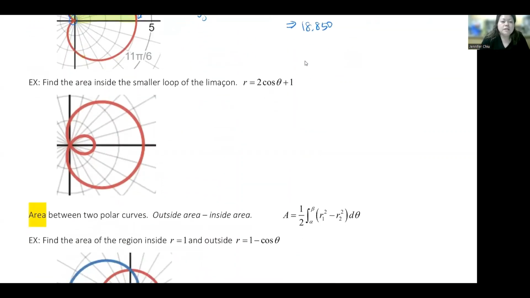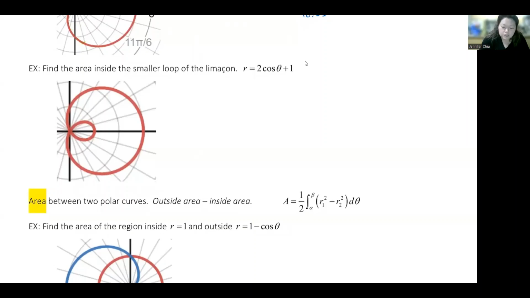Moving on, find the area inside the smaller loop of the limaçon, this equation here. So I really just want this smaller loop here. Again, keep in mind how we graph polar coordinates: we graph when theta equals 0, pi over 3, pi over 4, pi over 6, pi over 2, and then 2 pi over 3, and so on and so forth. You see how we actually go through this limaçon this way to get our points, right?